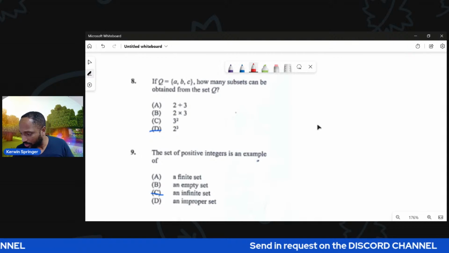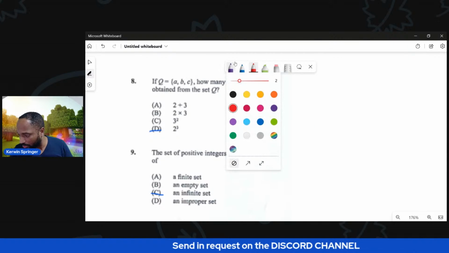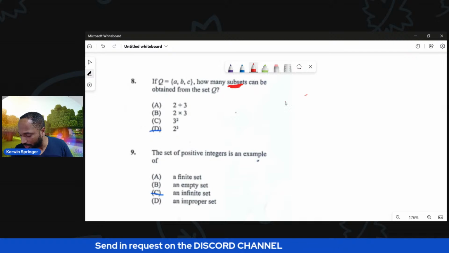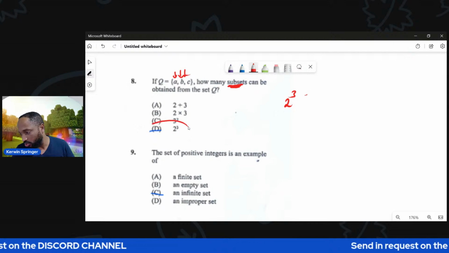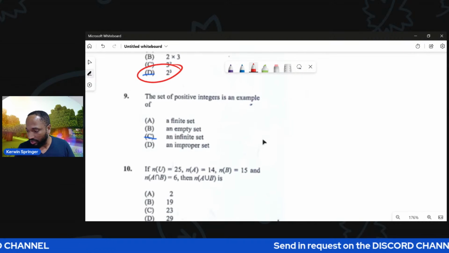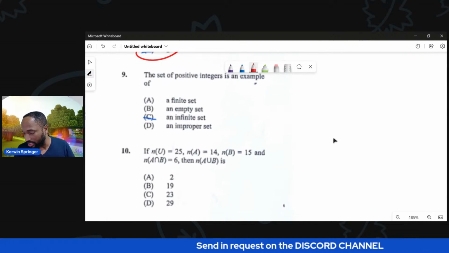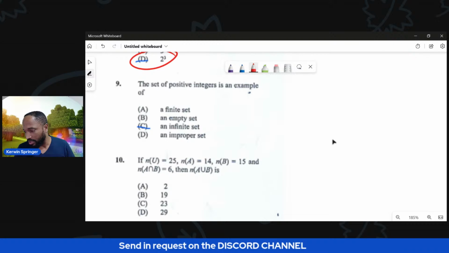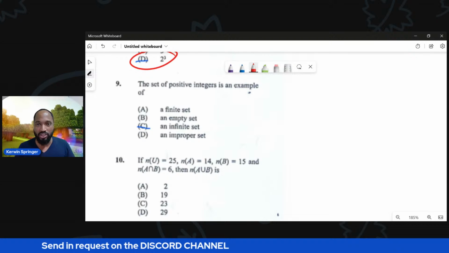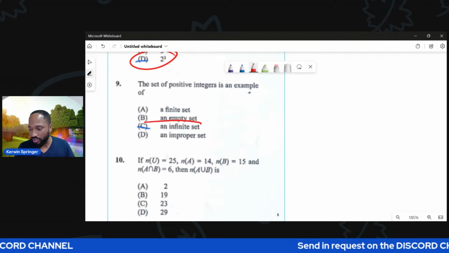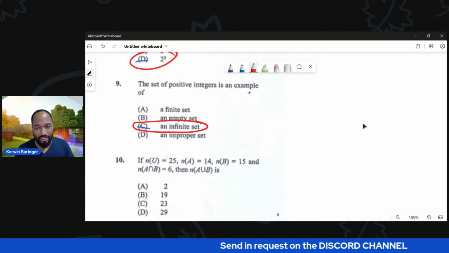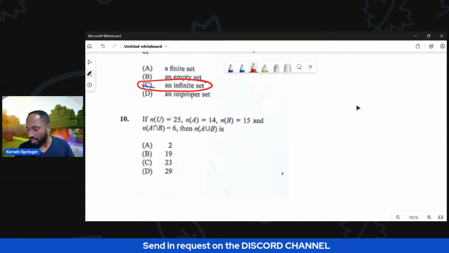So how many subsets can be obtained from this? Anytime they ask you about subsets, it's always 2 to the power of how many elements? So 2 to the power of 3, they're correct. So 8 is good. 9, the set of positive integers, is an example of an infinite set. Positive integers just go on and on. So this is good. 9 is C. That's correct. Infinite. Number 10.